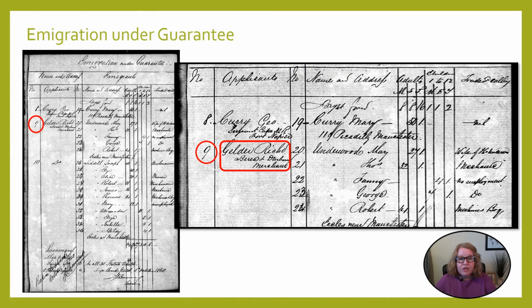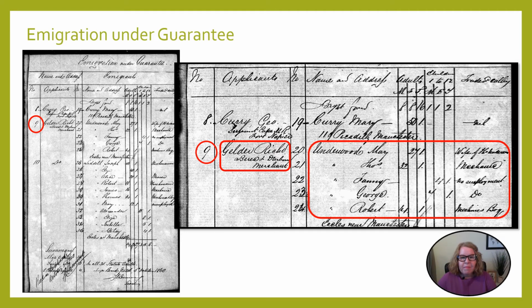So I've enlarged a portion of the register on the right of your screen. Number 9 on the register there is Richard Gelder. He is a Berea and Durban merchant, and he is sponsoring the Underwood family. Mary Underwood is 27 and is the wife of Thomas Underwood, a mechanic. Little Fanny, aged 4, and George, aged 7, have no employment.